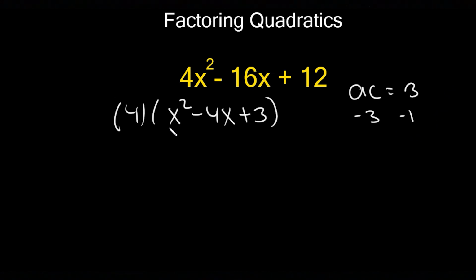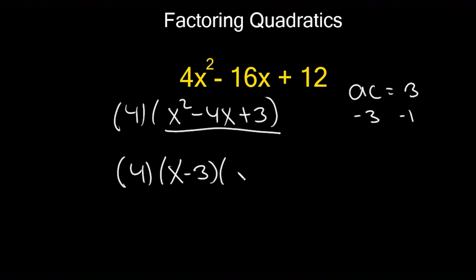And from here, you just go ahead and factor this quadratic, and you're done. And again, remember, the 4 does come along for the ride. So we write 4, and then we write x minus 3, x minus 1, and then we're done. All right, there's the complete factorization.